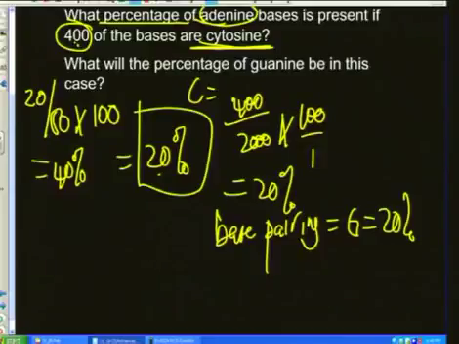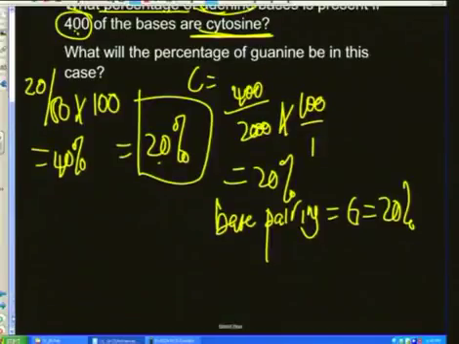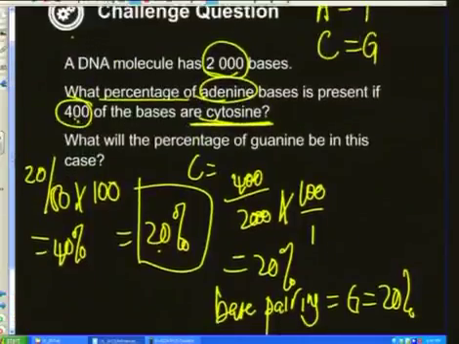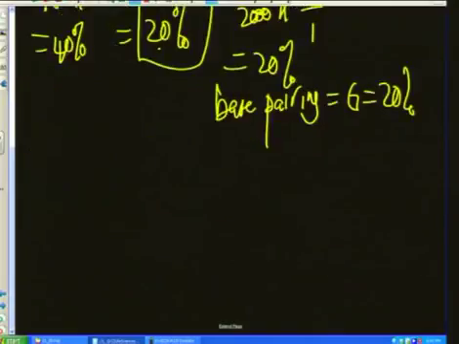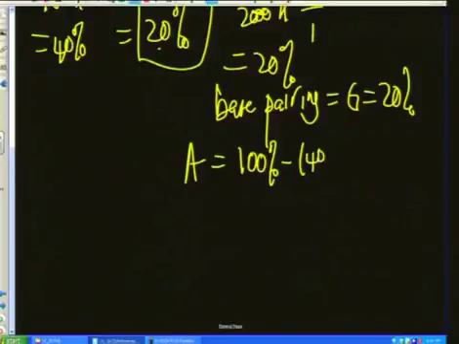All right? But they didn't ask you for all this. They asked you for adenine. Why are we working all that out? We have to work that out to work out adenine. So adenine, if we want to work it out, we know now we got 40% here. Adenine is equal to 100% minus 40%.